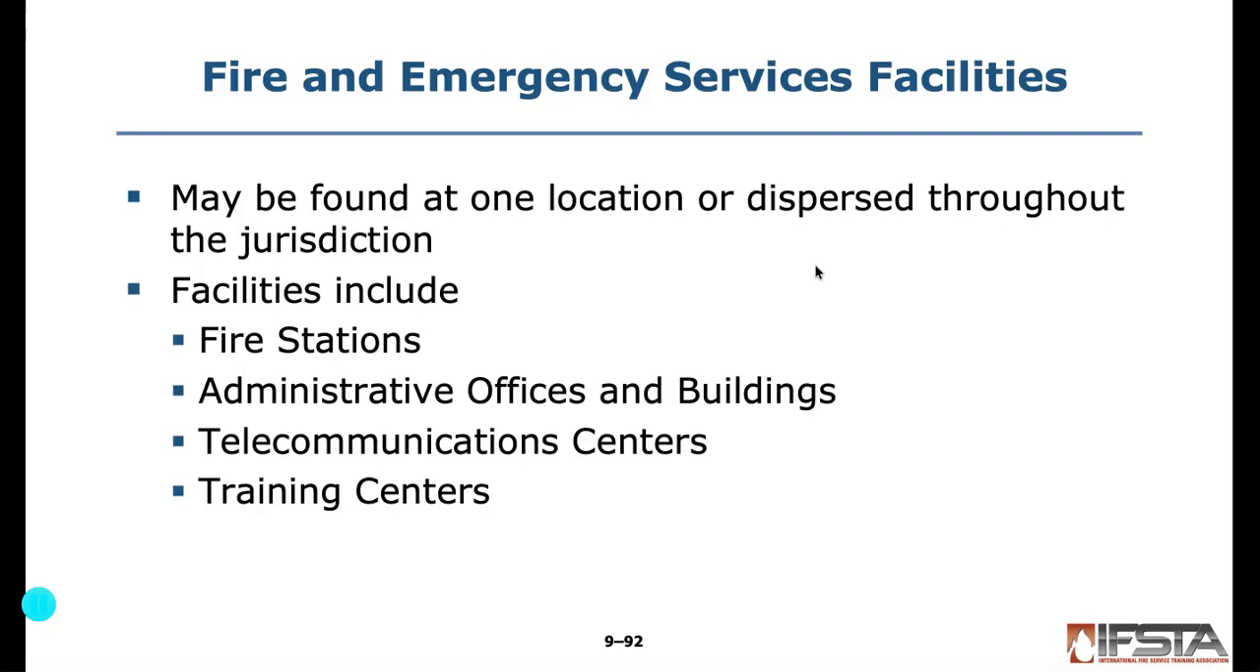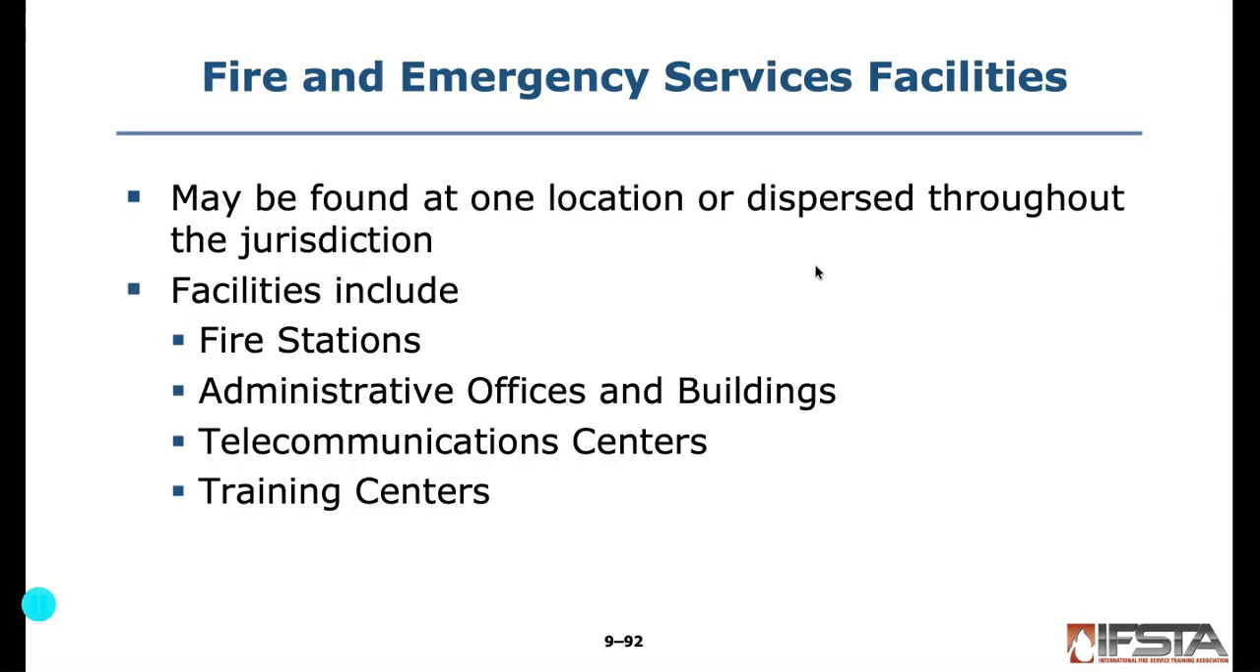So what types of facilities do we have? We have several different types of facilities. Obviously, we have our fire stations, maybe found at one location or dispersed throughout the jurisdiction, depending on how big your city is. We have 23 fire stations dispersed over 55 square miles. We have a headquarters, which is our administrative offices and buildings. We do have a communications center, which is its own standalone building. And then we also have a training center, which has our classes and our tower for burning.